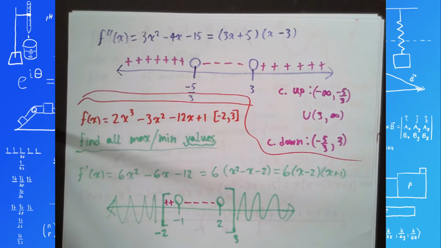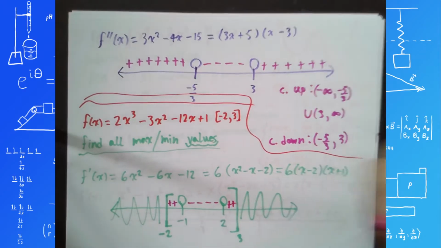And then greater than 2 doesn't have to be between 2 and 3, but let's just say, for the sake of argument, in case you're uncomfortable with something larger than 3, let's say we pick 2.5. 2.5 minus 2 is positive, 2.5 plus 1 is positive, times 6 is still positive, so there's that.